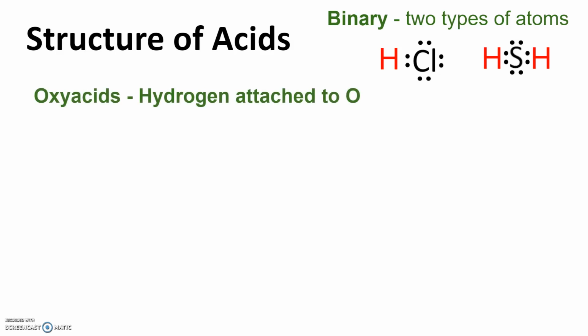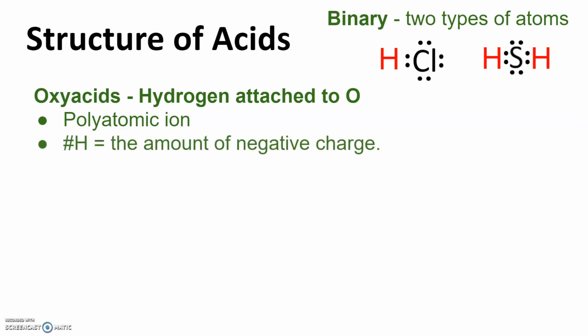You also have oxyacids, and those are acids that come from polyatomic ions. If you remember the polyatomic ions like sulfate, nitrate, phosphate, phosphite, etc. Acids that are made from those ions are called oxyacids. And the key thing with these acids, if you know what the polyatomic ion is, you can determine the chemical formula of the acid based on the fact that the number of acidic hydrogens, we call these special hydrogens acidic hydrogens or acidic protons, will equal the amount of negative charge.